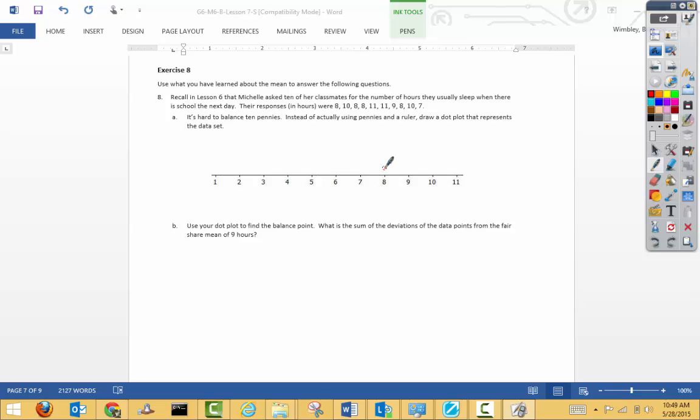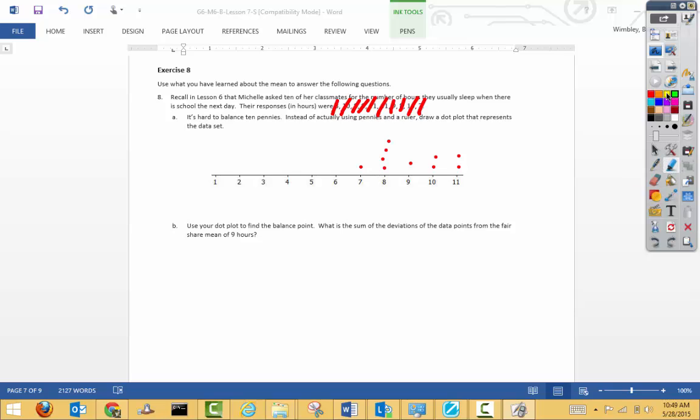So I have 8, 10, 8, 8, and there's my 10. I have 2 11s, so 1, 2. I have 1, 9, 1, 8, 1, 10, and 1, 7. So use your dot plot to find the balancing point. What is the sum of the deviations for the data points from the fair share mean of 9 hours?